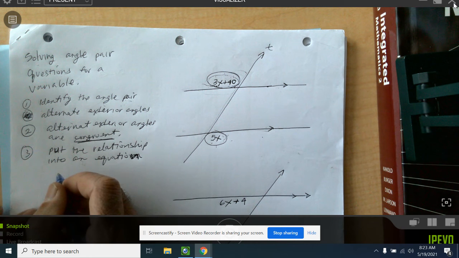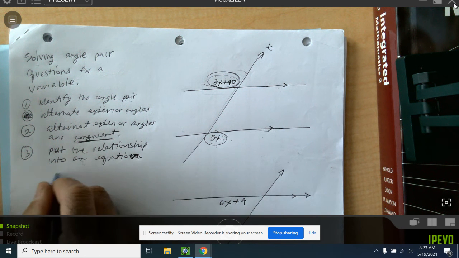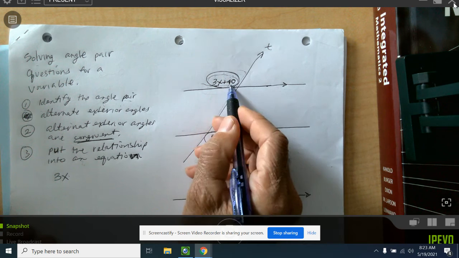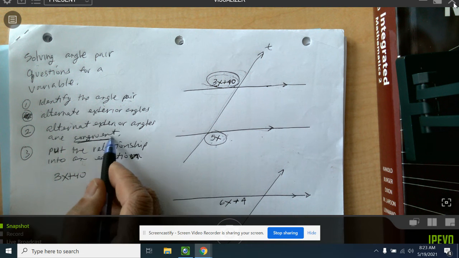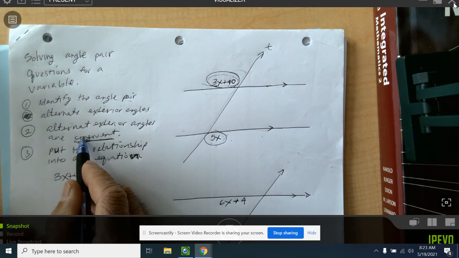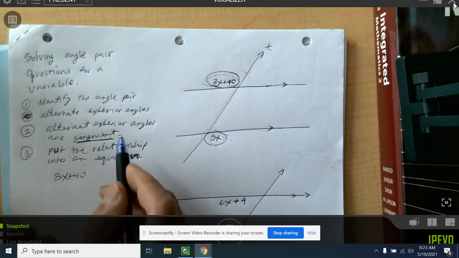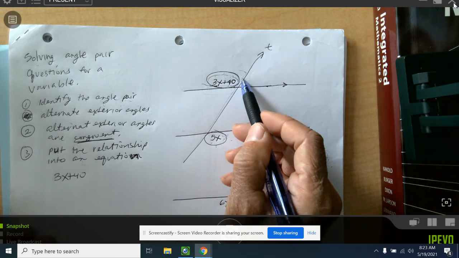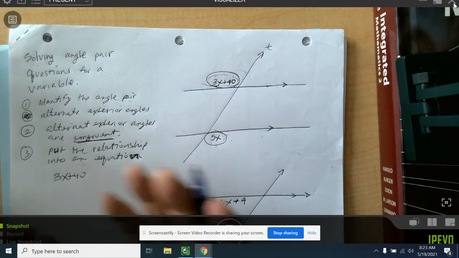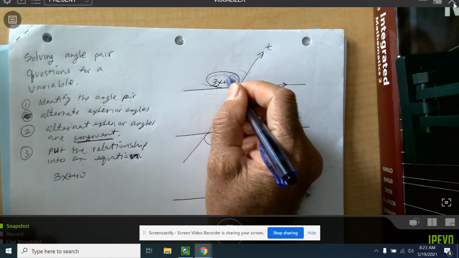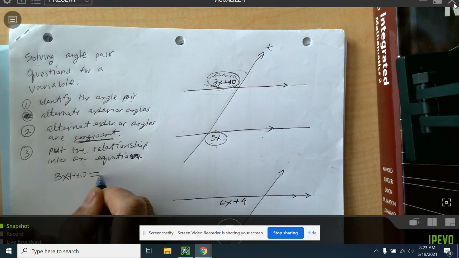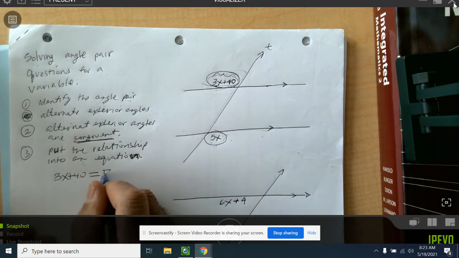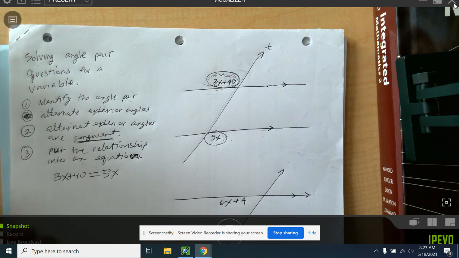As you're saying it, write down what you're saying. So 3x plus 40 is equal to, so remember, congruent means the measure of an angle, right? And two angles are congruent to each other if they have the same measure. And the measure is basically our number. So we're saying this represents some number. So 3x plus 40 is equal to, write that down, 5x. Okay, so there's your equation.